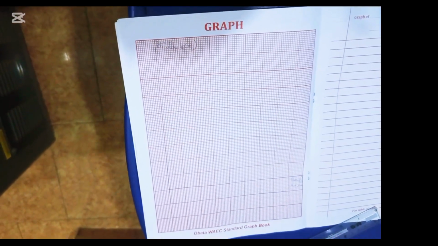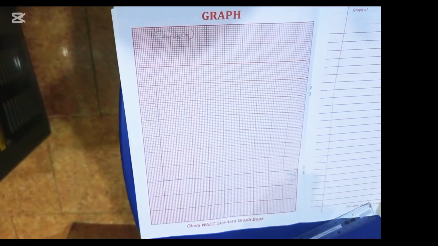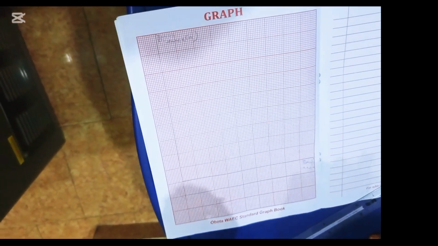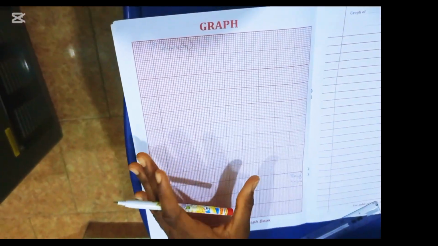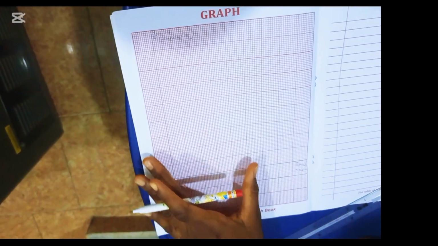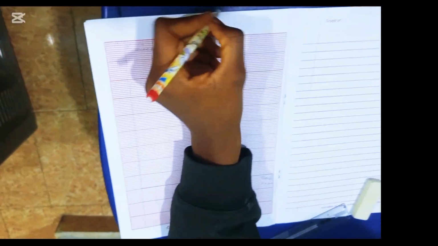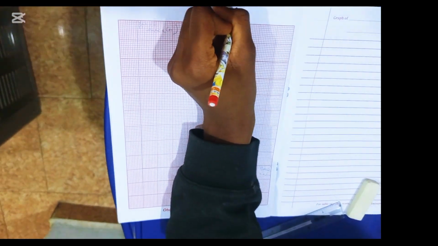Next, we need to choose the right scale. This is where most students fail. We need to choose the right scale. For example, 2 centimeters to 10 units so that our points will not squeeze in a particular corner. So as I said, we can pick scale 2 centimeters to 10 units.